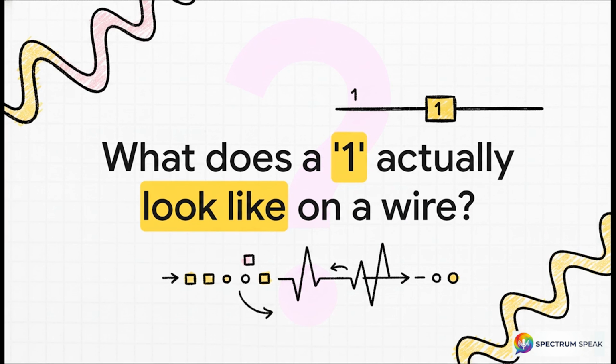So let's start with the big question. A computer thinks in ones and zeros, right? But what does a 1 actually look like on a wire? I mean, really look like? It's a question every single engineer has to answer. See, we've got to turn those abstract bits into something physical, something that can actually travel. And the simplest, most direct answer is a surprisingly powerful concept called NRZ Line Coding.